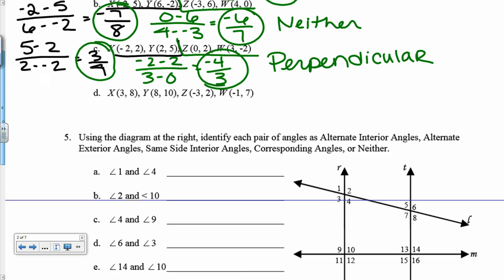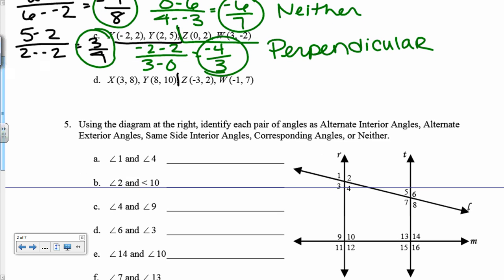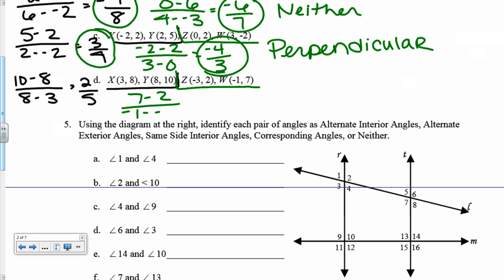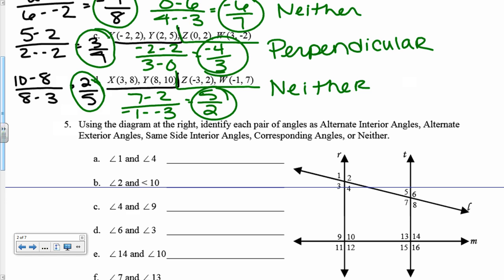Last one of this section, I'm going to do the exact same thing. 10 minus 8, 8 minus 3, gives me 2/5. My slope for ZW, 7 minus 2, negative 1 minus negative 3. I get 5 over 2. These are reciprocals, but in order to be perpendicular, it needs to be opposite reciprocals. So these are neither, because they're both positive. We have 5/2 and 2/5, both positive.